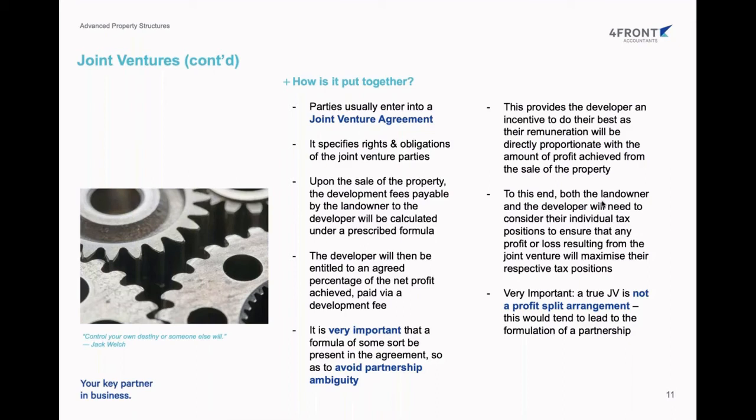I'll go on to talk a little bit more about incentives and whatnot, but I'll end on that there quickly without reading everything out verbatim. It's very important: a true JV is not a profit split arrangement. That would tend to lead to the formation of a partnership, which you don't want to be seen or be a part of if you're trying to achieve a joint venture, because you don't want to be the person that has the most to lose and the least amount of input, so to speak. So you really want to make sure that you get that joint venture agreement done properly.